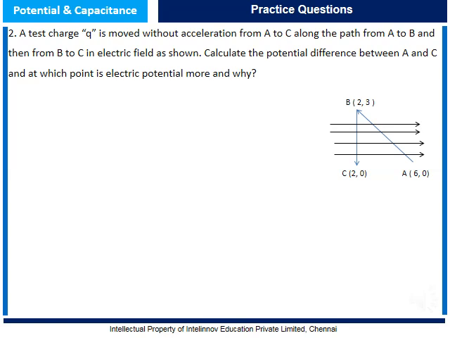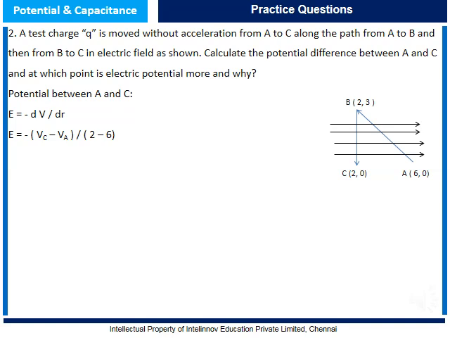Now let us calculate the potential between A and C. The formula to be used is E is equal to minus dV by dR, that is the derivative of voltage with respect to the distance. This is equal to minus of VC minus VA divided by 2 minus 6. Here 2 is nothing but the x component of point C and 6 is the x component of point A.